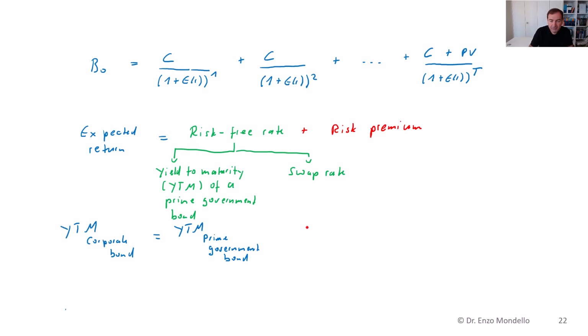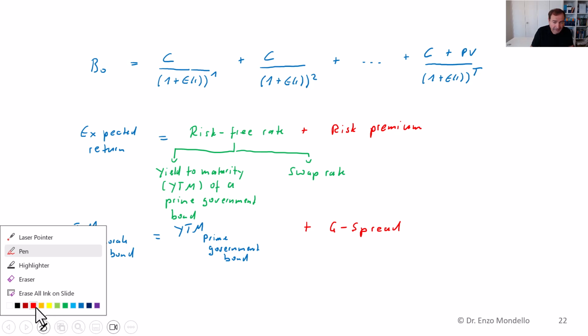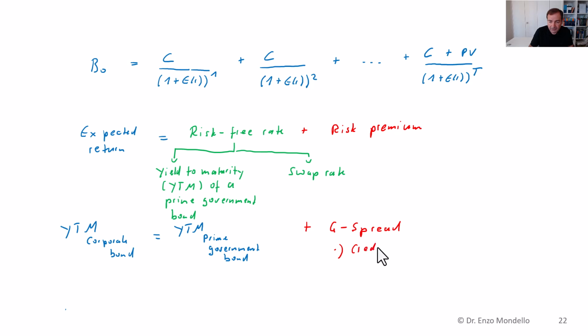This risk premium is then referred to as the G-spread according to the financial information provider Bloomberg. So that's the government spread, the spread that they add to the yield to maturity of a prime government bond to obtain the yield to maturity of a corporate bond. Now the G-spread, so this risk premium, is affected by credit risk.